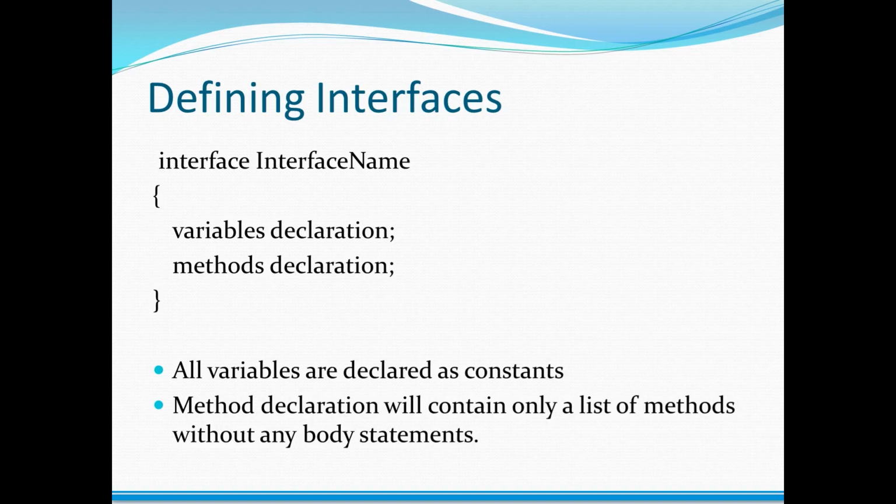Defining interfaces. Now let us see how to define an interface. With the keyword interface, we can define an interface. Here interface is the keyword and interface name is the name of the interface. Inside that we will declare variables and methods. All the variables declared here are constant and we list only the methods of the interface. We do not write the body of the method. It is the responsibility of the class which implements these interfaces to write the body of the method.